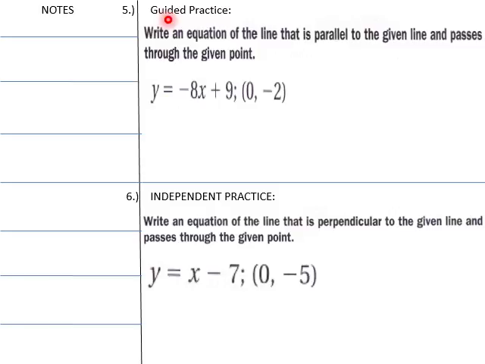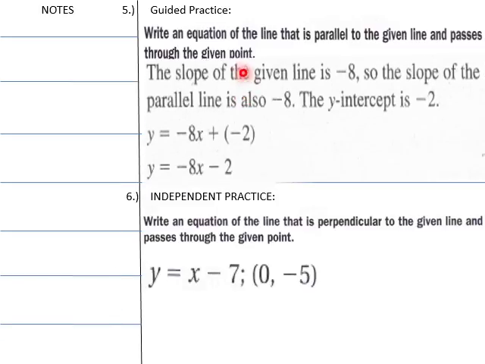Now we go into our guided practice. Write an equation of the line that is parallel to this line here, and it goes through this point as well. The parallel line goes through this point and it's parallel to that. So let's see what that is. And then down here, students, you have to write an equation of the line that is perpendicular to this line, which goes through that point there.